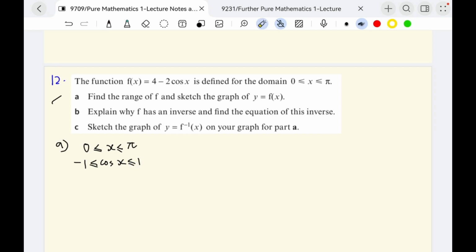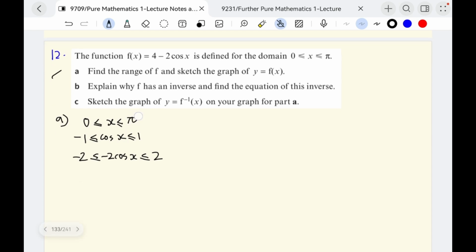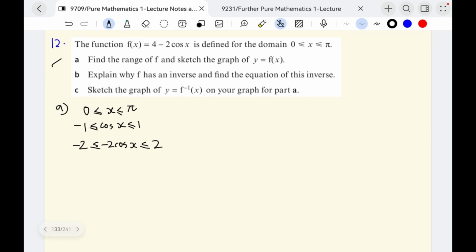So we can confirm that the cos x is from -1 to 1. Not confirm, it is the original range of the cos functions. Okay? And then multiply -2 at both sides. Not both sides, it's all sides. So you have -2 to 2. Okay? Then add up by 4. So in the end, your range is 2 to 4.